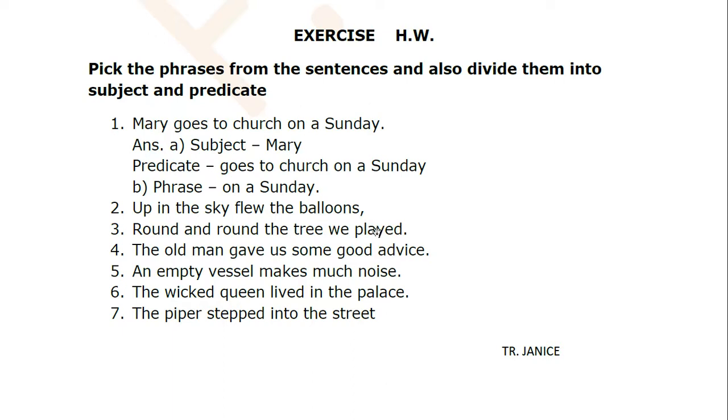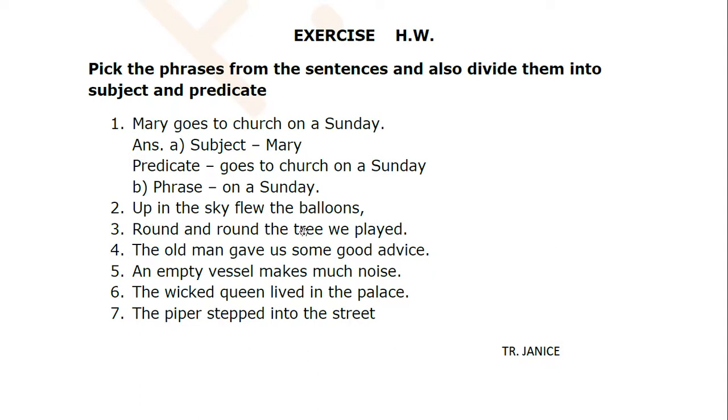Now who is doing this action? You pick the action first and see who is doing the action. We. So now what is your subject? We. Okay, we is your subject. And the rest of it, the whole thing, played round and round the tree, is your predicate. Now, which will be your verb phrase? Remember there is no verb in a phrase, so you have to remove this verb. Okay, and then what is your remaining? If you remove the verb, subject is already gone. So what is remaining? Round and round the tree. So your phrase is round and round the tree.